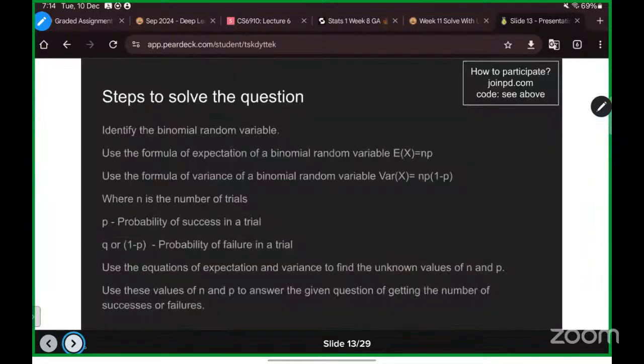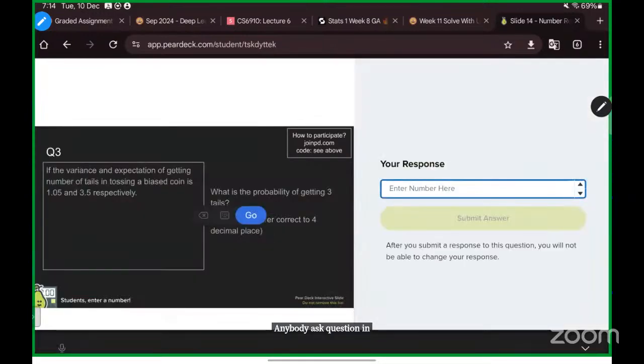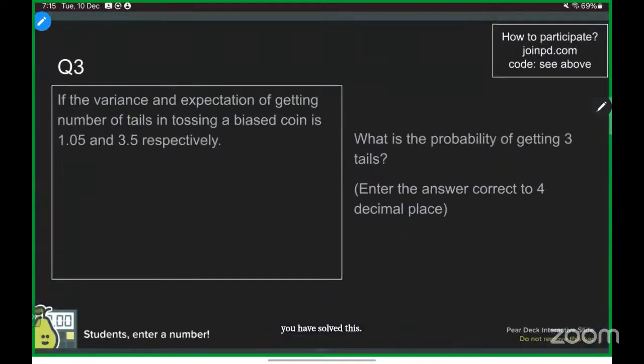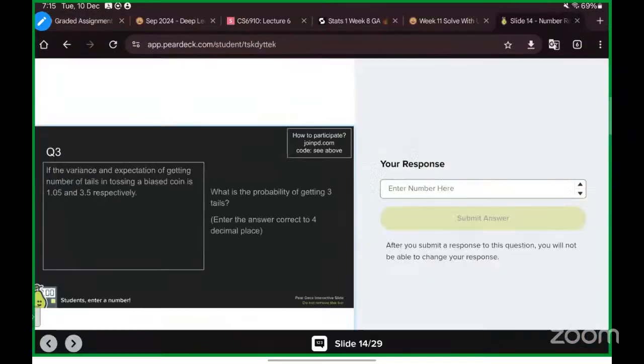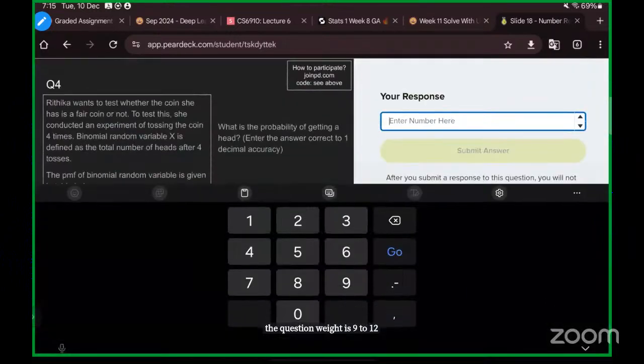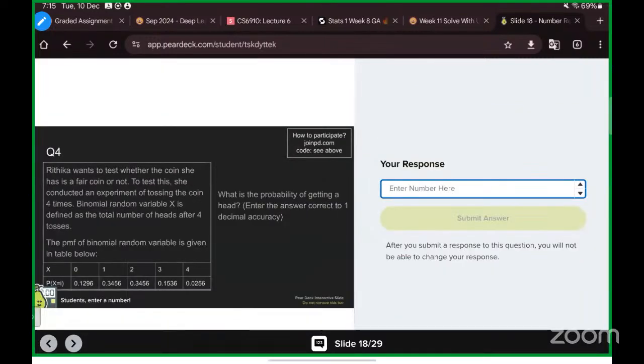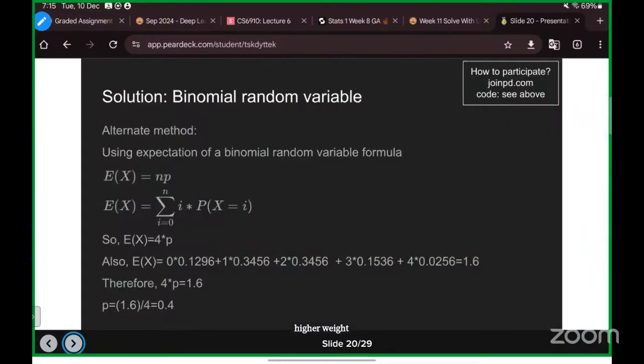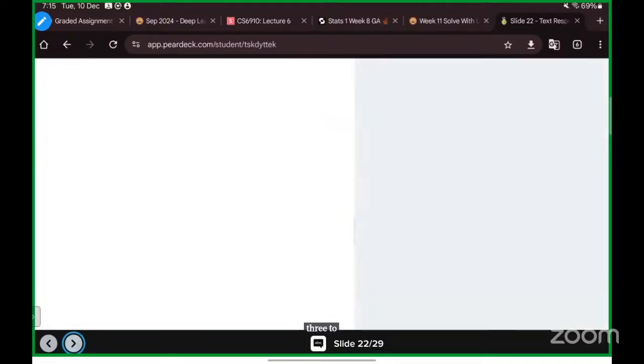Anybody has a question in 3 or anywhere like in this? You have solved this. Sir, question weightage 9 to 12, 75%, no? Yeah, or 60-70% you can consider. Not exactly 75. You can consider 60 to 70, with higher weightage given to 9 to 12 week.